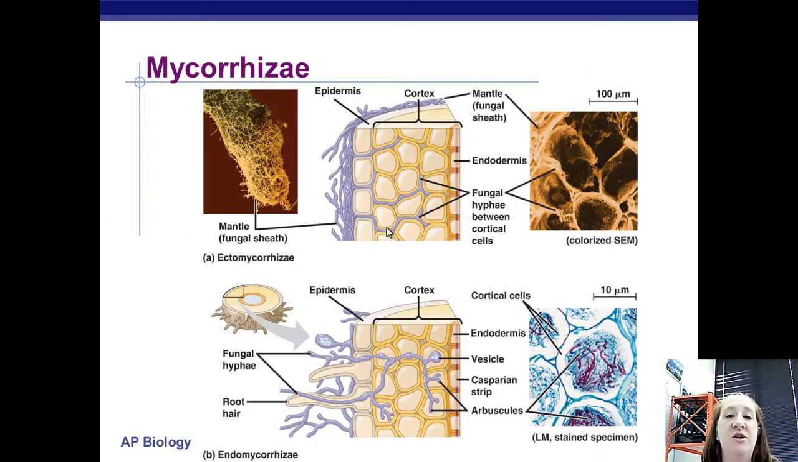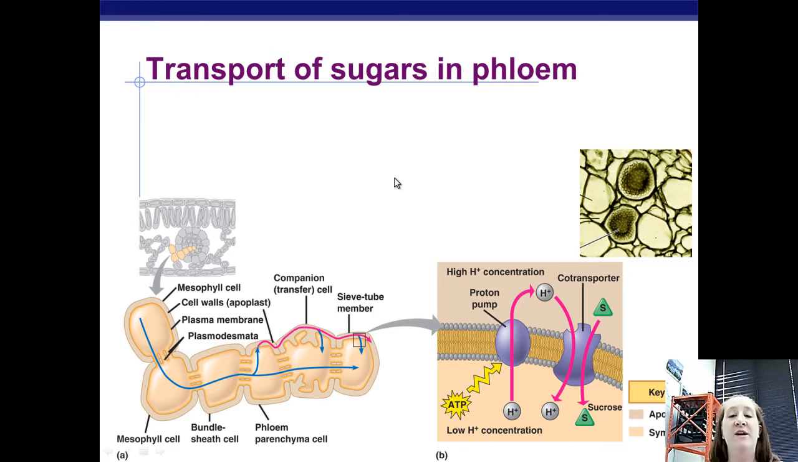Okay, so here's mycorrhizae. You can see how they're growing. Here's a whole sheath of fungi growing over a root. Look at the enormous amount of surface area that they're creating there. So the mycorrhizae grow on the outside, and then they also start to grow into the plant to help get the materials into the plant even faster. All right, so that's water and minerals.